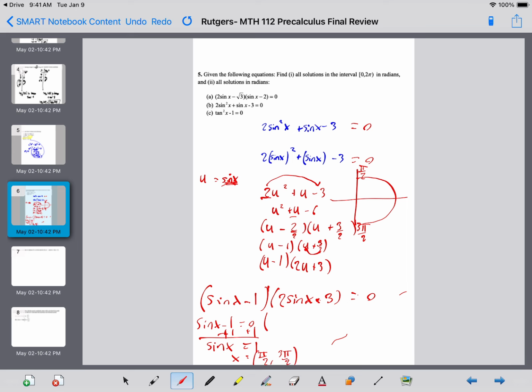That's for that factor. Now for this factor, we have 2 sine x plus 3. So we could set it equal to 0. I'll use a different color so we could differentiate it a little better. 2 sine x plus 3 equals 0. Subtract 3. Divide by 2. Sine of x equals negative 3 over 2. That's saying negative 1.5. Will the height ever be greater than 1? No. So that's impossible. These are your only two solutions here. Okay?